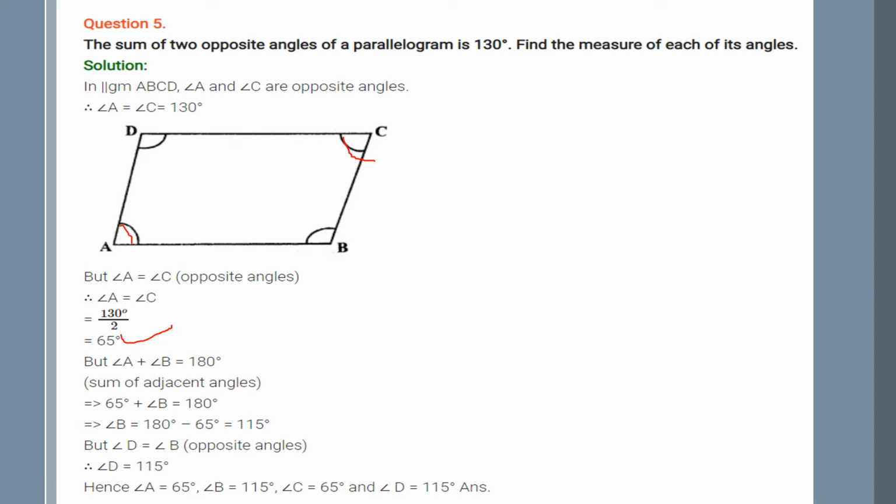And as you know very well that the sum of adjacent angles is 180 degrees. So angle A plus B will be 180, B will be 115 degrees. So D is equal to B. As you know very well that opposite angles are equal, so D will be equal to B. So if B is 115, D will also become 115 degrees.